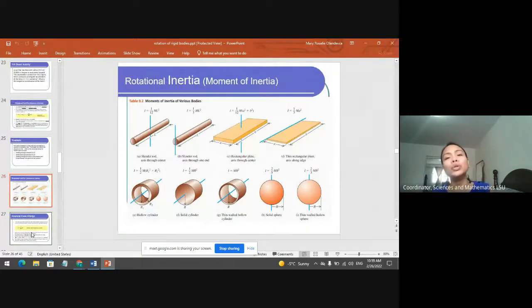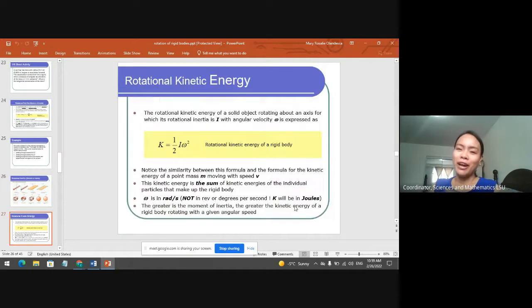In your module, the rotational inertia or moment of inertia for various rigid bodies are derived there. So I give you here the summary. All the formulas have already been computed and studied by the scientists. You have the formulas there, and in your module, they are being derived. Again, don't get intimidated with all the letters and the formulas.